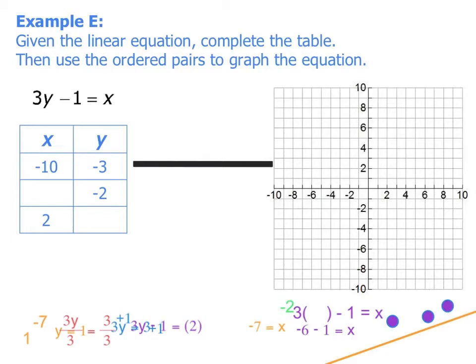Alright, this one says, given the linear equation, complete the table, then use the ordered pairs to graph the equation. Again, they've isolated the x, but not the y. This should be pretty easy for us to understand, because again, it doesn't matter whether we're missing the x or the y, we just have to substitute in the pieces we have to solve and find what we need. So what I want you to do now is pause the video and try this one for yourself. When you're done, unpause to see if you're right.